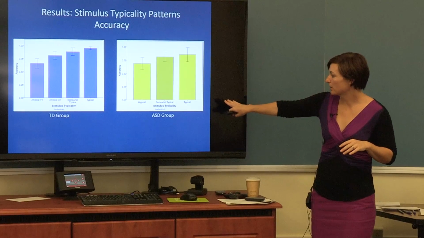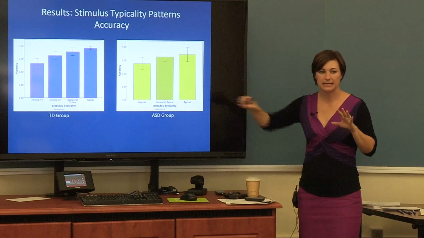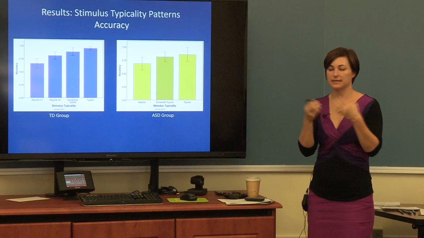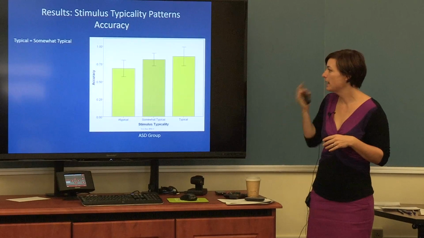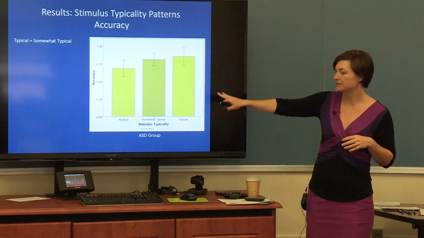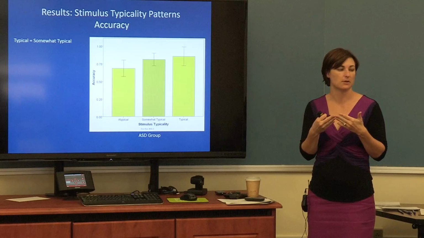The kids with autism are here in the yellow, and you can see atypical has been collapsed into one visit because there was not a difference between the two. And when we looked at the results, we saw that for the typical and somewhat typical stimuli, there was not a significant difference in their accuracy.